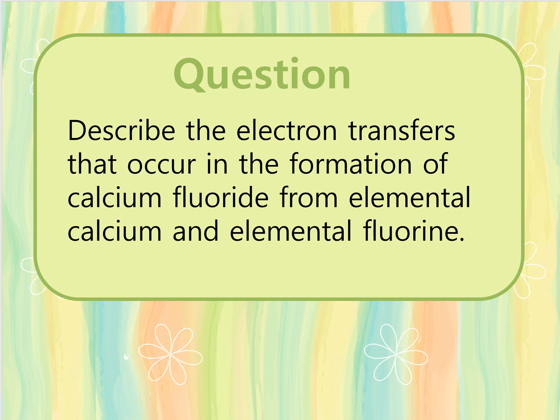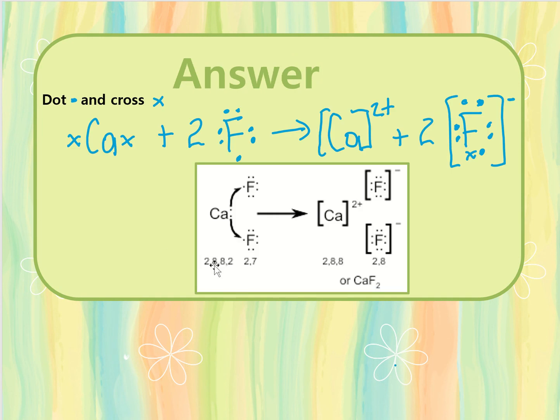So next question. Describe the electron transfers that occur in the formation of calcium fluoride with elemental calcium and elemental fluorine. So take a second and attempt this question. So what happens in this electron transfer between calcium and fluorine? All right, so if this is what you had, then congratulations, you are correct.